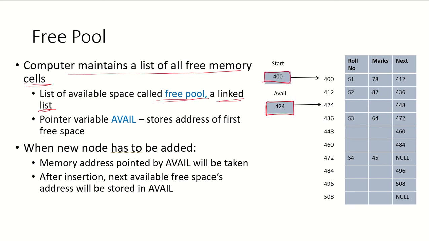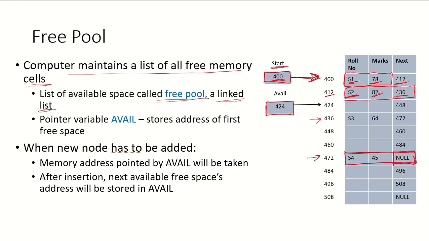Here is a linked list which has used up the space in the heap, and this is pointing to address 400. In 400, we have a structure which is storing the roll number and the marks of the student and a pointer to the next node, which is 412. At 412, we have the roll number of the second student, his marks, and the address of the next pointer. So this way, we know that this linked list is finishing at address 472. This is the last node of this linked list.